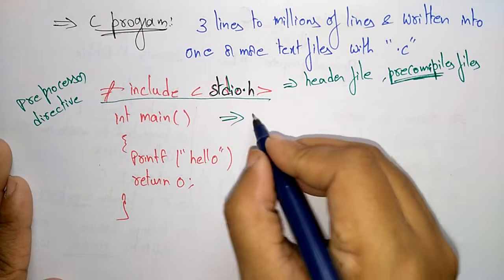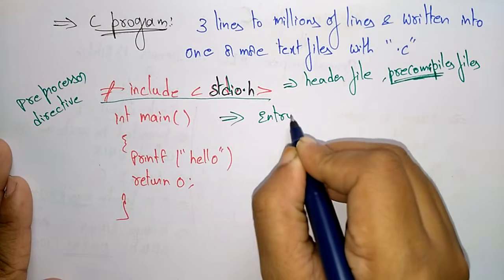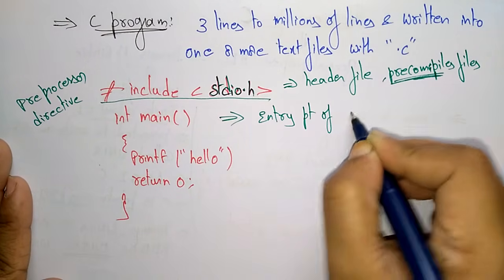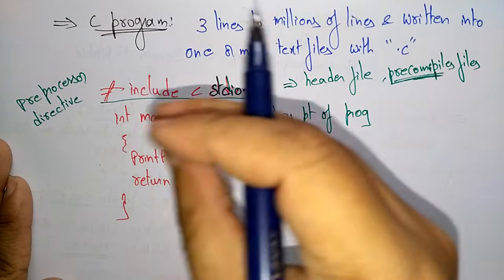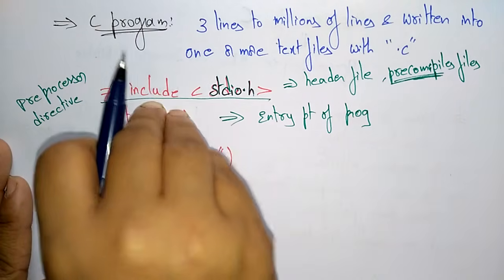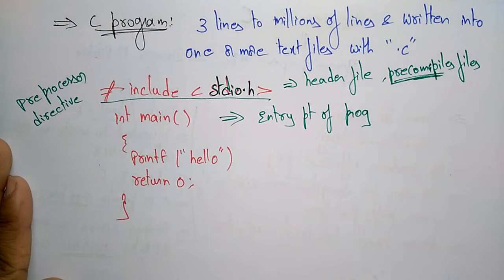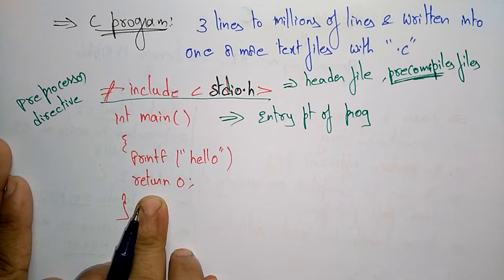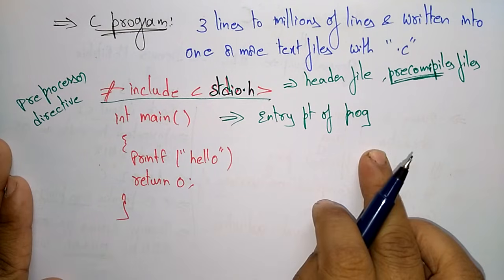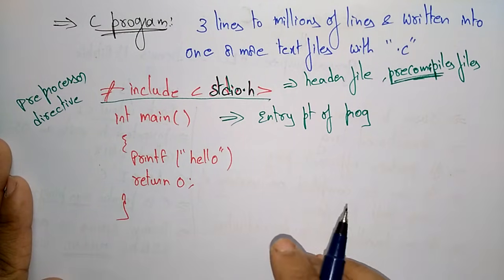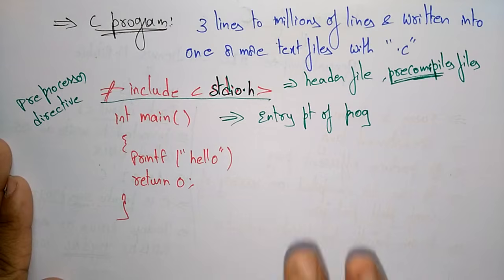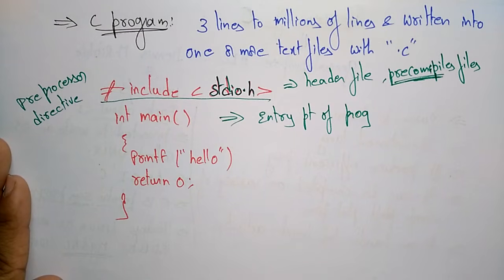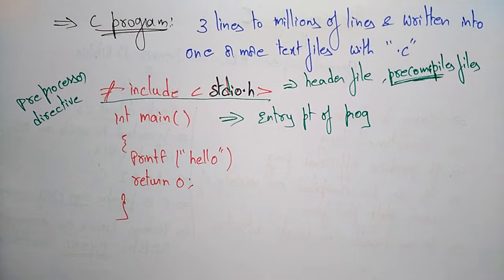And coming to the main program. So main here is the entry point. You call it the entry point of the program. So the program will start from here. Wherever you write, the compilation will start from main. So after main, it enters the program. It is compulsory and should be there in the program. Without main, the program will not run. So main is compulsory.